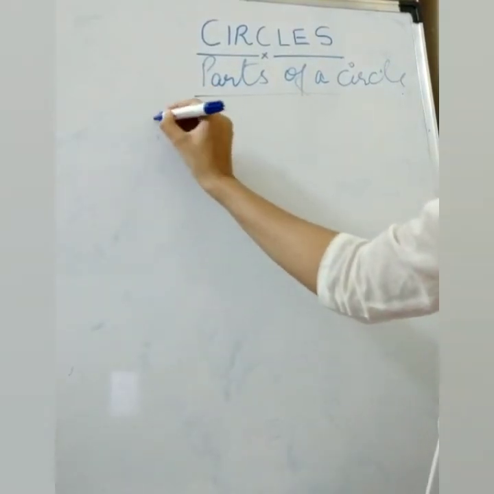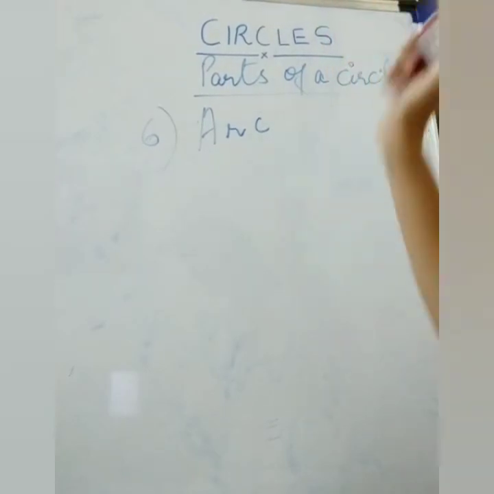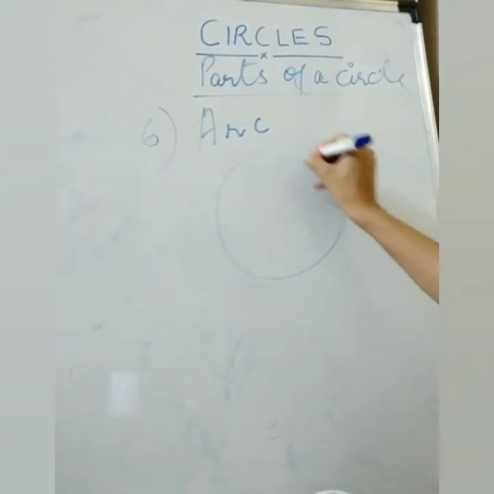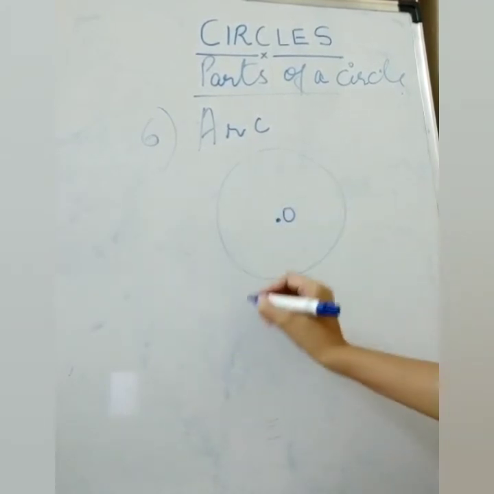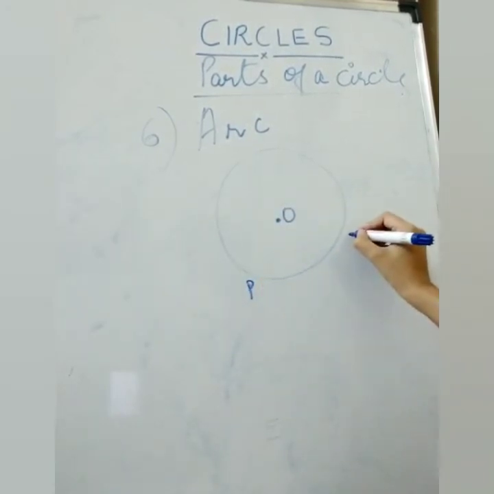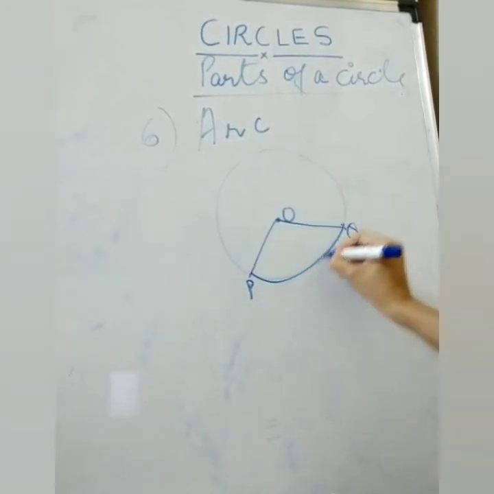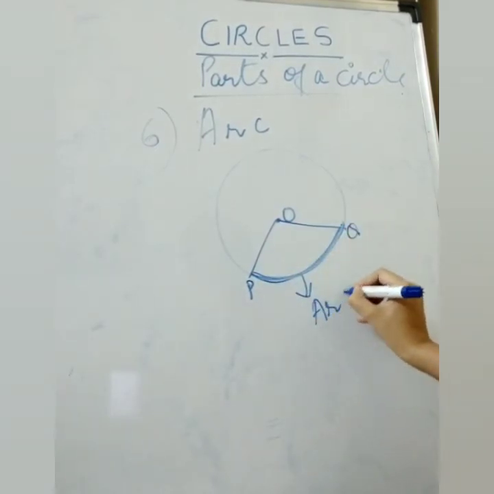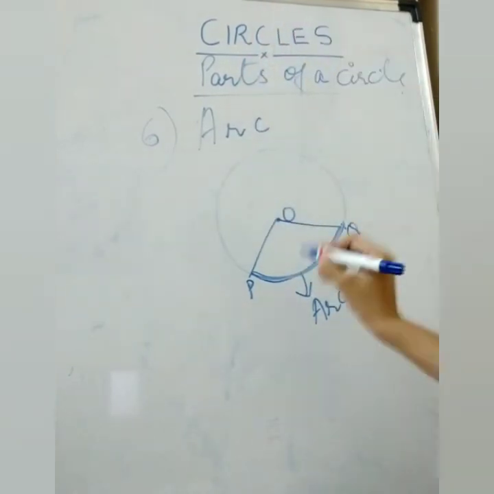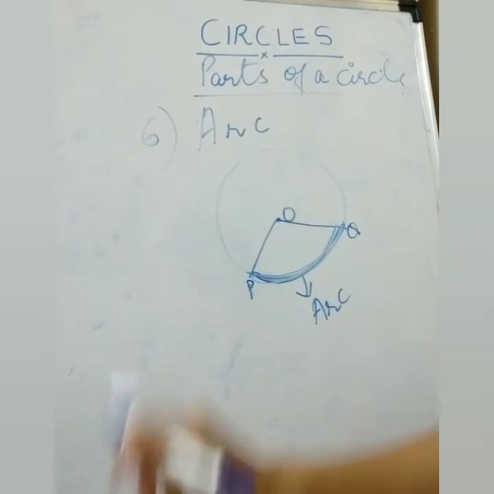Okay, now we will discuss number 6, that is arc. Now what is an arc? Suppose this is a circle with center O. Now suppose we have point P and point Q. If we join these points, can you see this portion? This portion is called the arc of a circle.